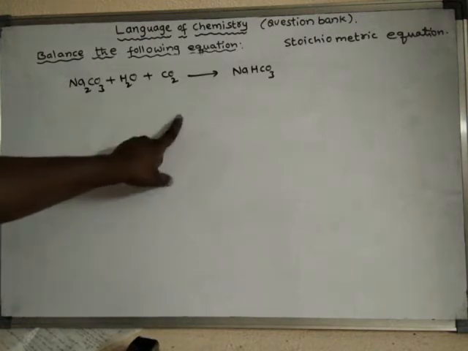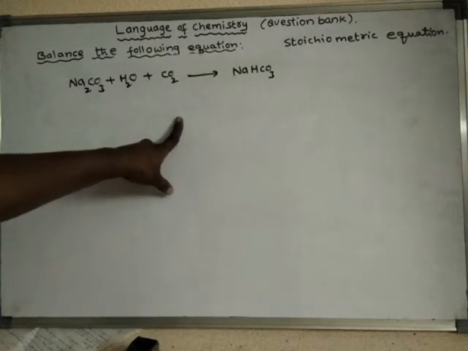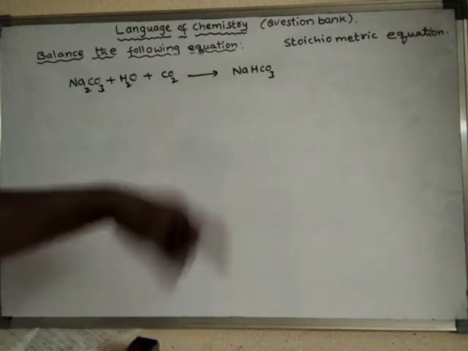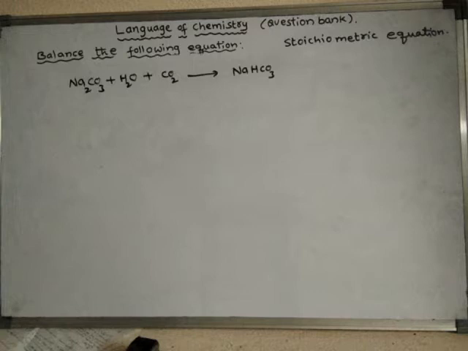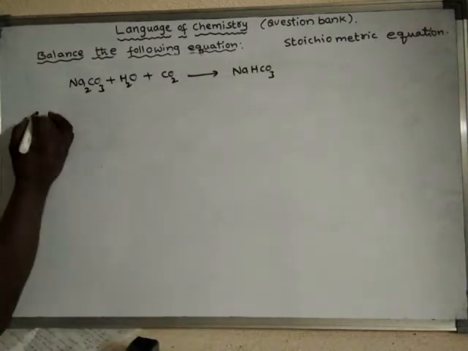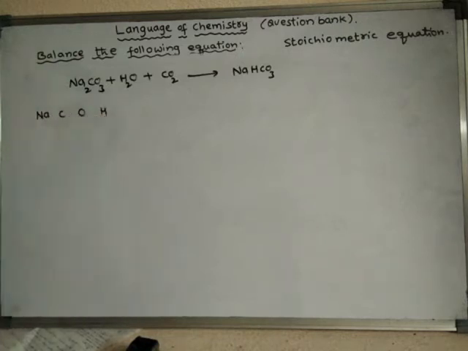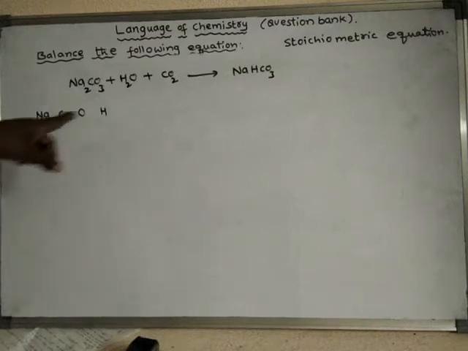So now this skeleton equation should be converted into a balanced chemical equation, or else a stoichiometric equation. So now how to convert this one? We'll balance this one by using the frequency number method. First of all, in the frequency number method, we have to write what are the elements present in this chemical equation. So sodium, carbon, oxygen, hydrogen. These are the 4 elements present in this equation.